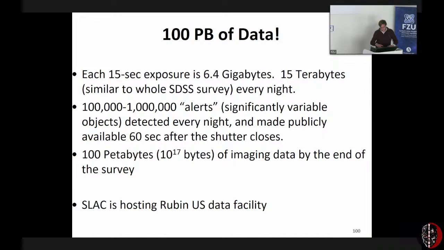Okay, so SLAC will be hosting the Rubin US data facility, and there is a facility also in Europe, in France, of similar size and performance.